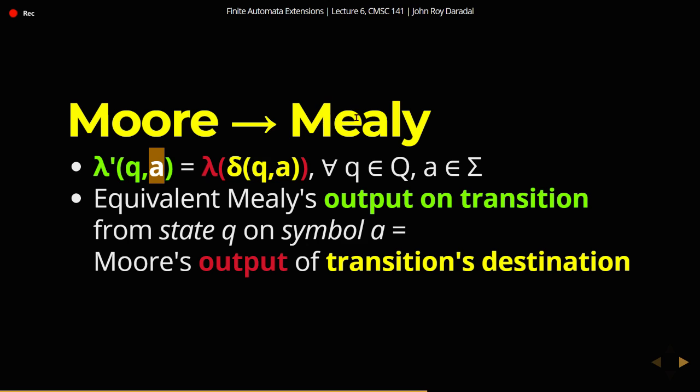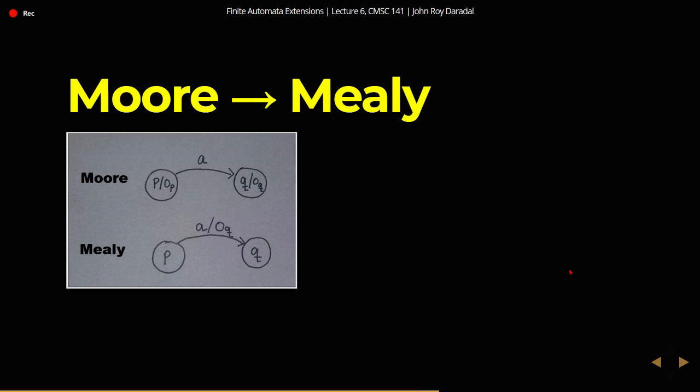So remember that for Mealy, we have outputs on the transition. So we have to write it on transitions from Q to A. So what will be the output on this transition? So the output would be the Moore machine's output on the transition's destination. Okay, that seems like a lot. How does that look like? So you can see that in this example or illustration.